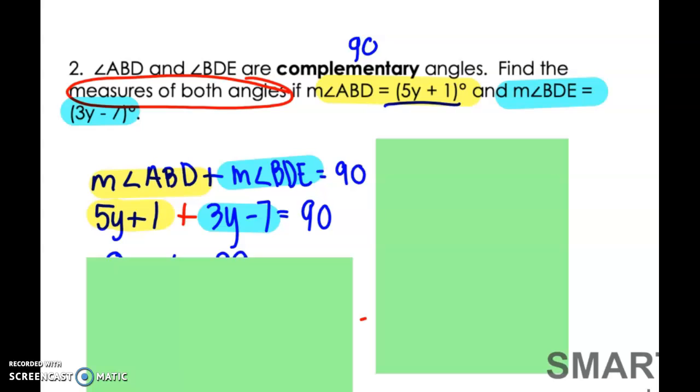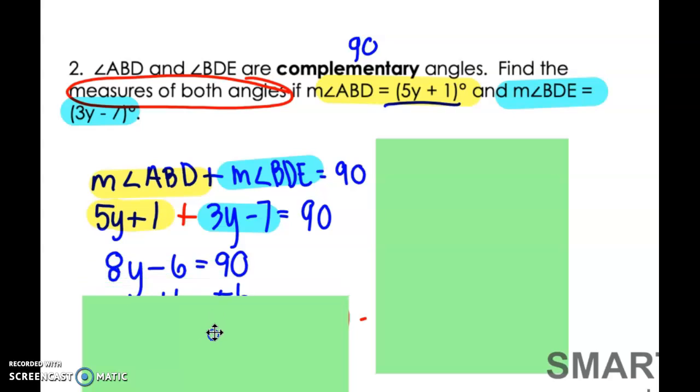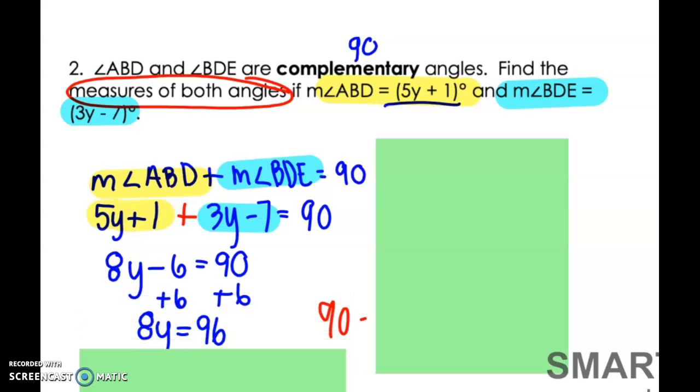The first step is, on the left-hand side of the equal sign, combine like terms. 5y plus 3y is 8y. 1 minus 7 is negative 6. So we get 8y minus 6 equals 90. Remember, when we're solving an equation, the goal is to isolate the variable, to get the variable on one side of the equal sign by itself. So to move that minus 6 over to the other side, I'm going to add 6 to both sides, and I get 8y equals 96.